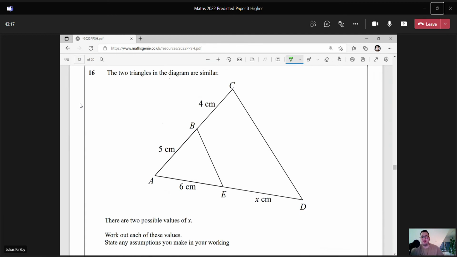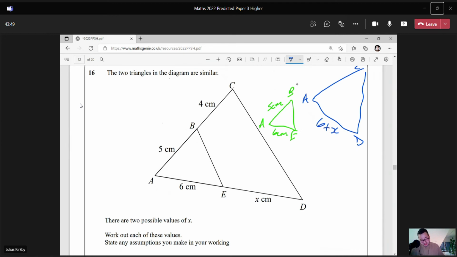Okay, number 16. So the two triangles in the diagram are similar. Okay, so let's just draw these out separately. It always helps. So we've got A, B, E, and that is 5 centimeters, and that is 6 centimeters. And then we've also got this kind of bigger one that contains it, and that is A, C, D. And that says that this line here is 6 plus X, and this is 9 centimeters if I add up the 5 and the 4.